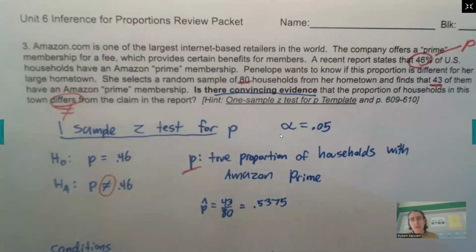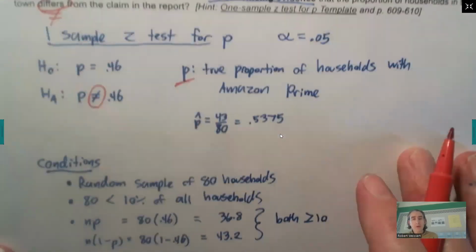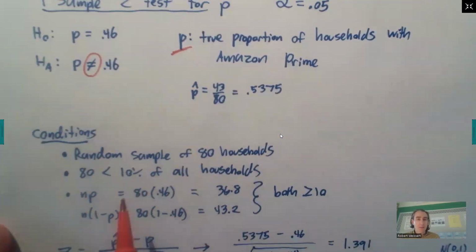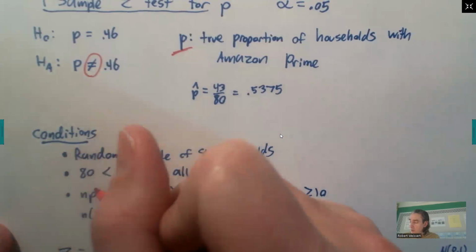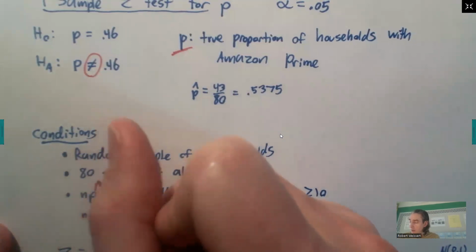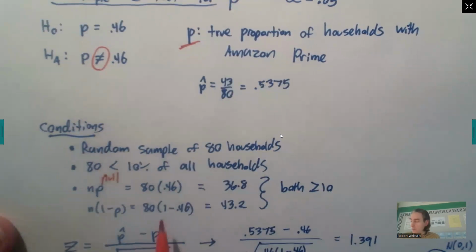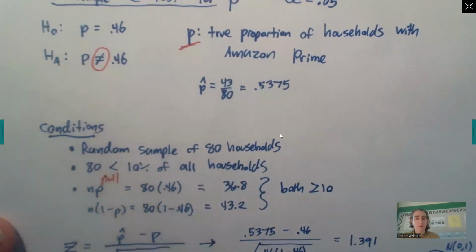So let's go to the conditions. It's going to be your random, 10%, and large counts, same as in an interval. Random sample of 80 households. 80 would be less than 10% of all households. For your large counts, you want to use your null, okay? So we always assume the null is true, so we want to use the 46% for those. If you do those calculations, both of those are going to be greater than 10. So we're good, safe to say we can use a normal curve on it.